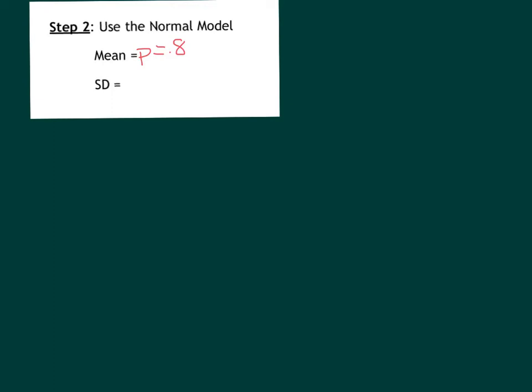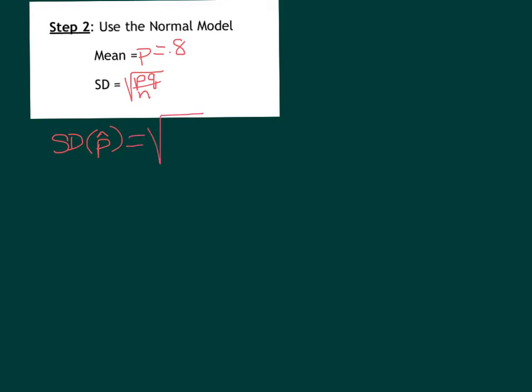Our standard deviation, we actually are going to use the formula that we had earlier, the square root of PQ over N. So you'll often see this written as SD of P hat. It's kind of a weird notation. So this is going to be the standard deviation of the successes that we get from this sample. So it's going to be the standard deviation of the proportions of successes, I should say.